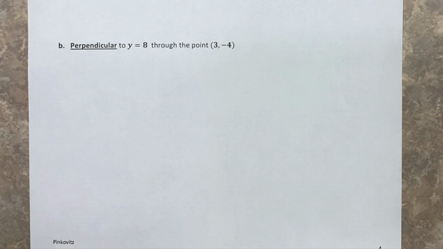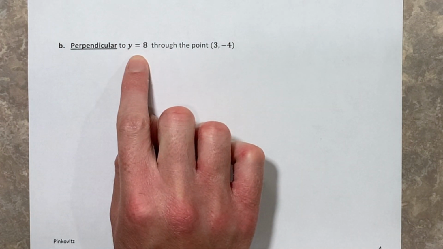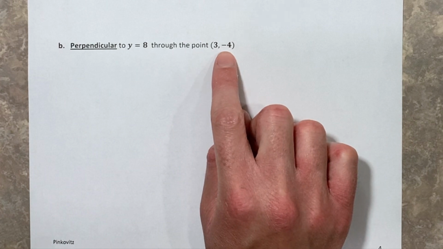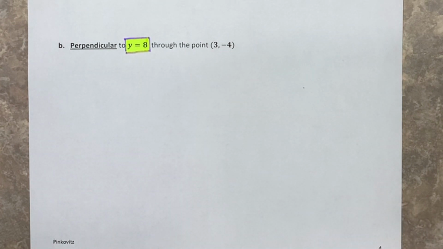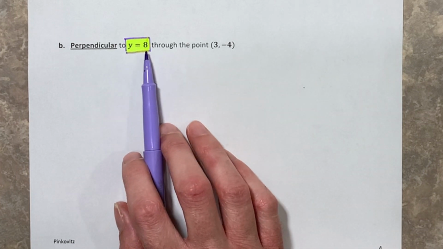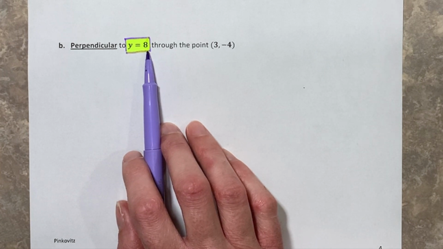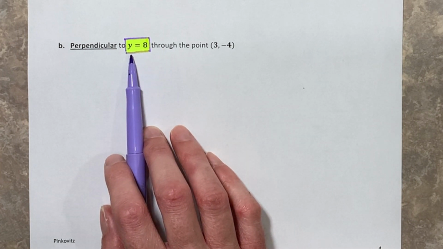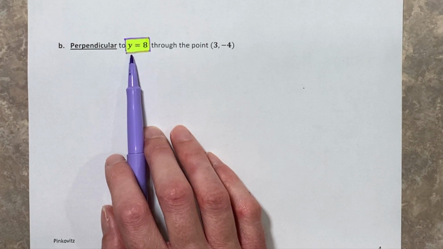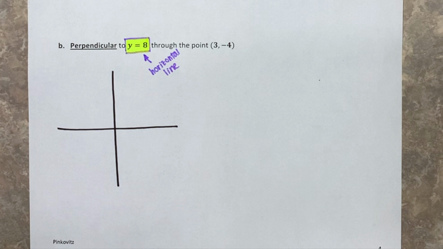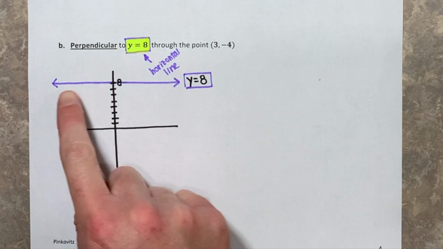For part B, we're asked to come up with the equation of a line that's perpendicular to this given line and that goes through this point here. We learned in chapter 1.6 that when you have an equation of a line written of the form y equals some number, this means that you're dealing with a horizontal line. And if you're trying to find the equation of a vertical or horizontal line, I recommend you draw a picture. So let's graph this horizontal line. So this is the given line.